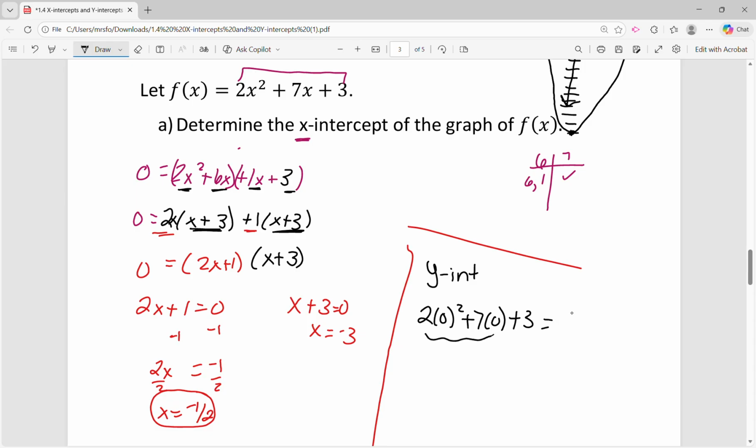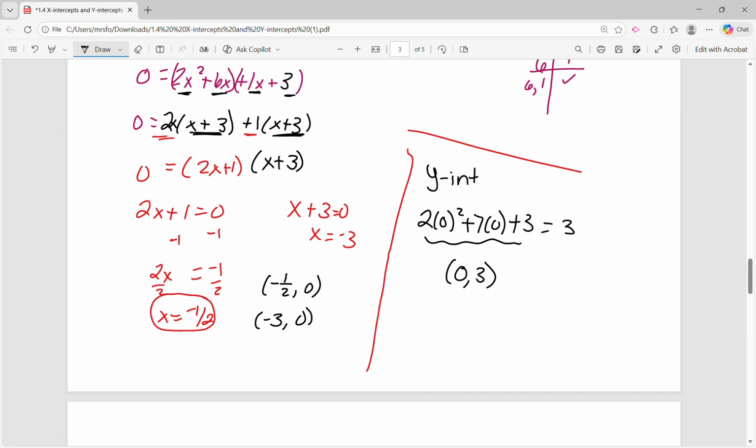And when you do the math here, you get 3. So your y-intercept would be (0, 3). Your x-intercepts were (-1/2, 0) and (-3, 0). What you want to make sure you don't do is try to put the -1/2 and -3 in an ordered pair together, because that is wrong, but I see it happen.